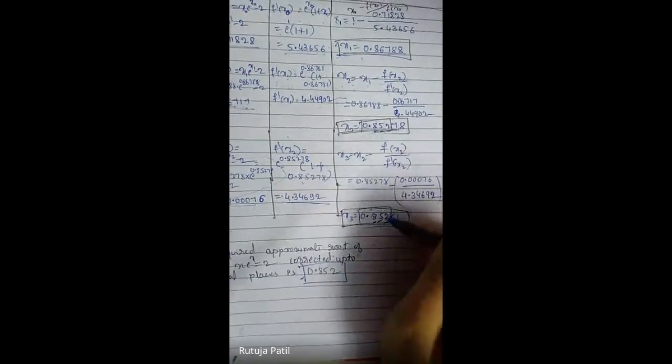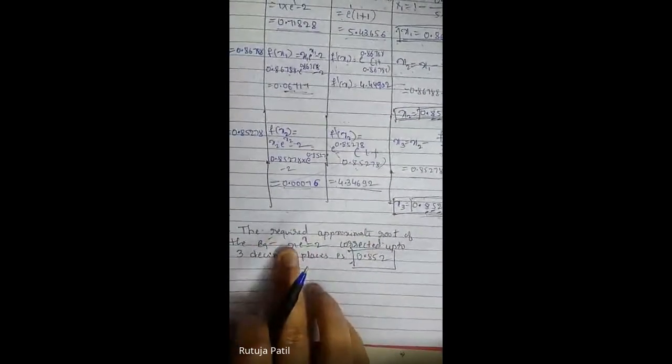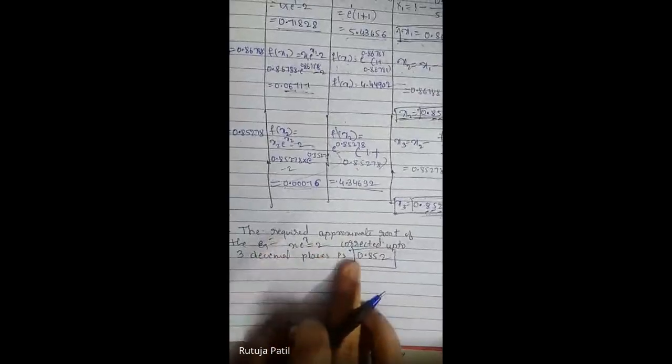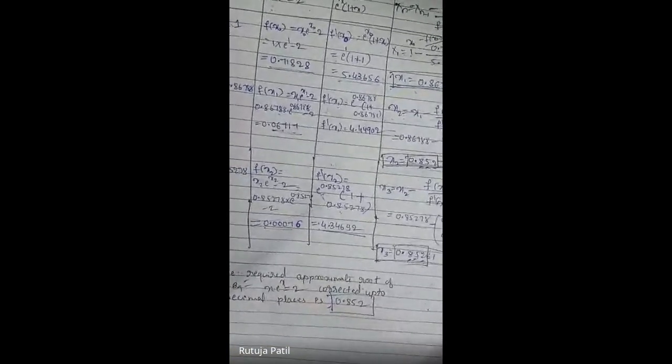So at this point I need to stop iterating through the problem. Then I can declare my answer is 0.852. So that is what I have written here. The required approximate root of the equation that is correct up to three decimal places is 0.852. Okay, I hope this is clear for all of you students.